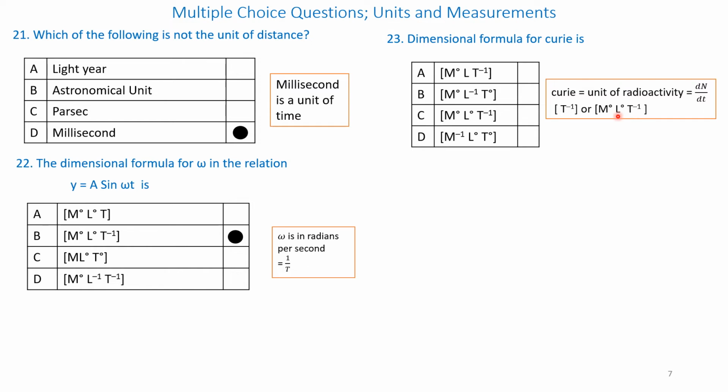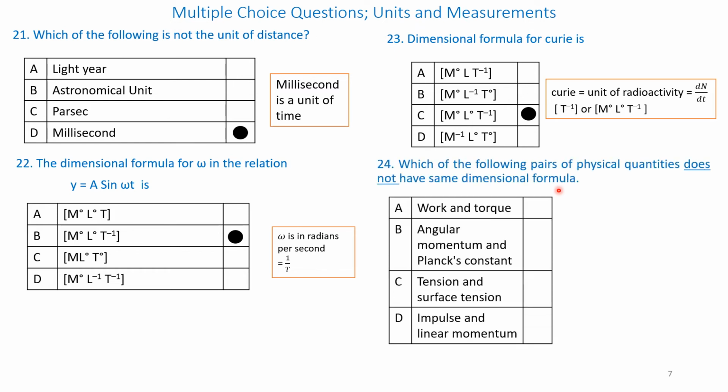T to the power of minus 1 is appearing in option A as well as option C, but it should be L to the power of 0 also. A has L, but C has L to the power of 0. M to the power of 0, L to the power of 0 and T to the power of minus 1. So option C should be the correct answer. You please mark it. Next question.